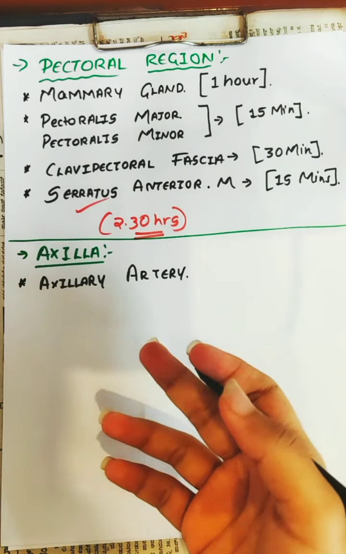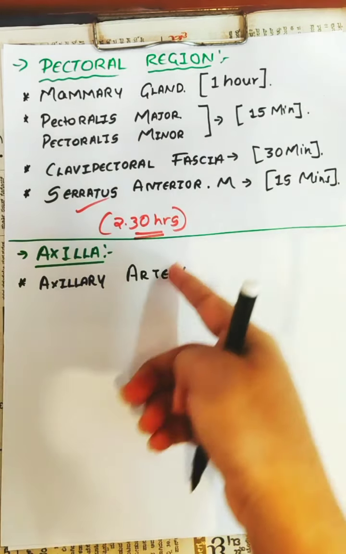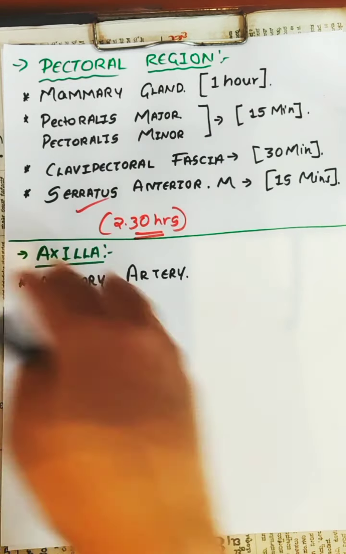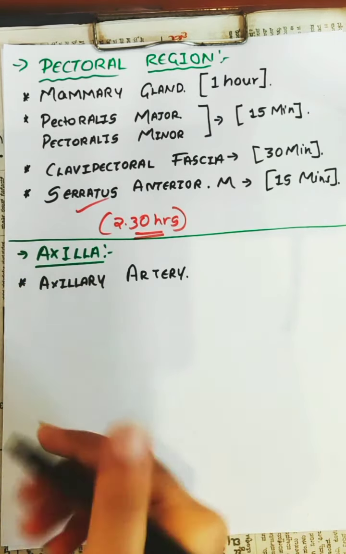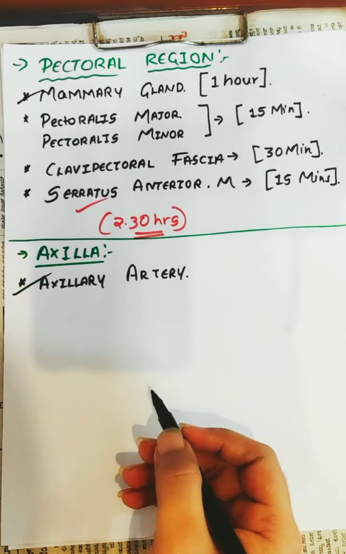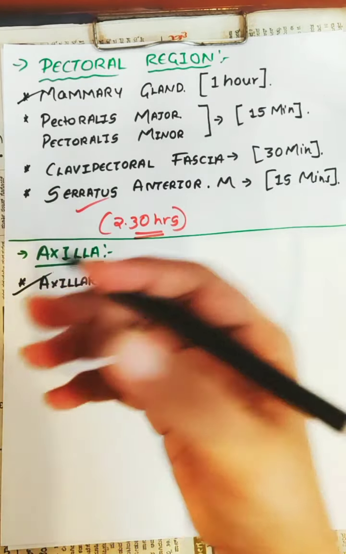The origin, where it is inserted, what are its branches, what is its continuation. You know the subclavian artery continues as the axillary artery, which further continues as the brachial artery. So you should know deeply about the axillary artery. Very important topic. Axillary artery can be asked for a 10 marker, 5 marker, or 3 marker question.